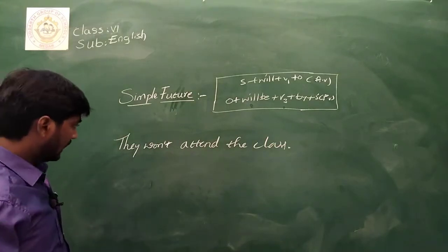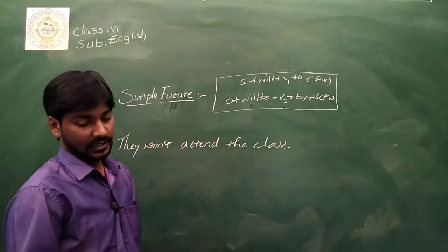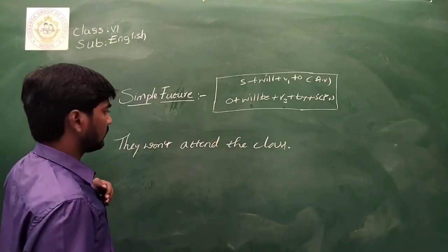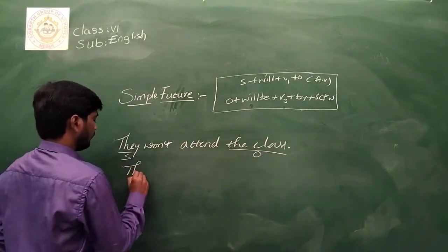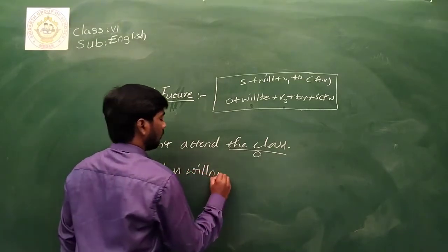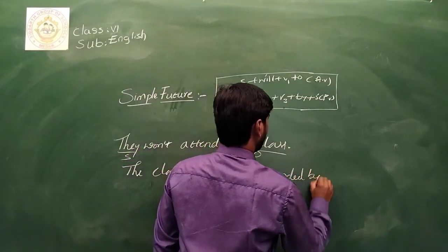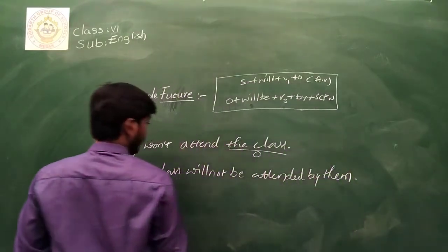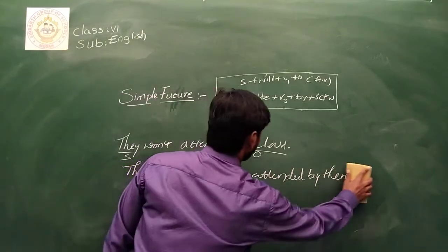So now, they won't attend the class. So now, we have to say, what is going to be happening? They won't attend the class. Now change, very simple. Object, subject: the class will not be attended by them. The class will not be attended by them. Right. So next, another example for this.